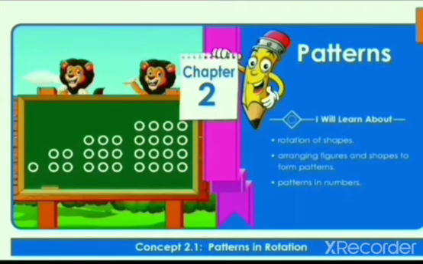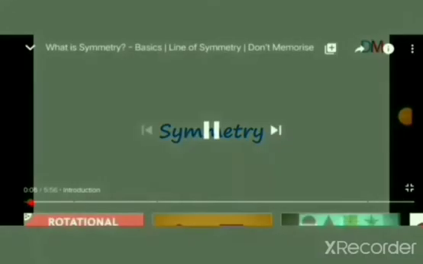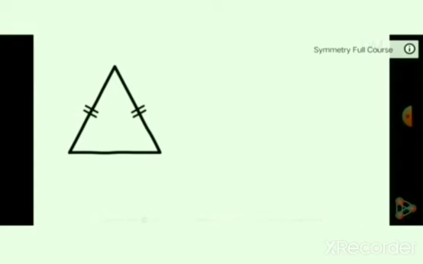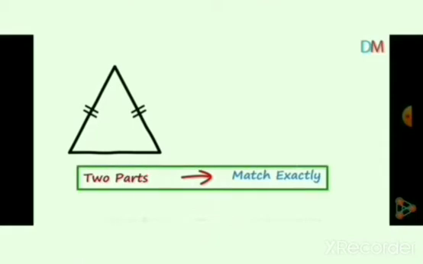So first, entering into the topic, Concept 2.1 Patterns in Rotation. First of all we have to know what is symmetry. If a line divides a shape into two halves, that is called axis of symmetry or line of symmetry. Let us take a triangle as an example, in which two of its sides are equal. Now think: if we divide this triangle into two parts such that both parts match exactly when they are folded along the line.